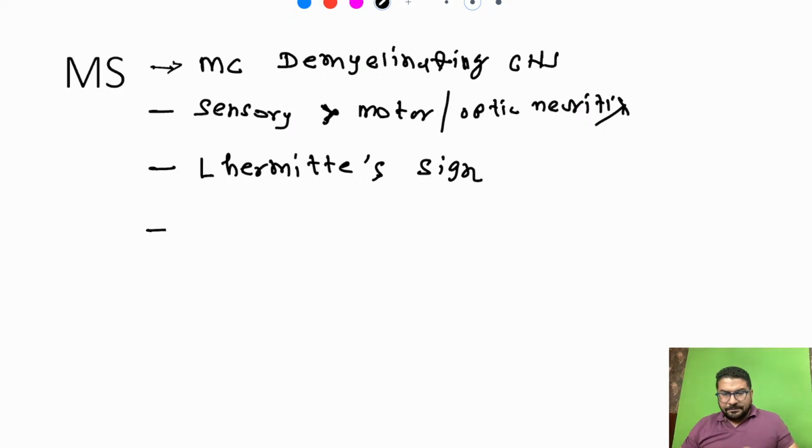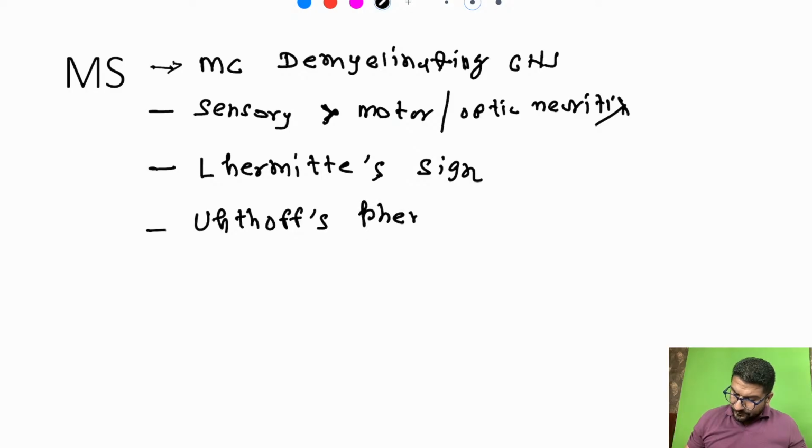Then understand this thing. When you take the patient to the kitchen or in the hot summers of India, the patient who goes into the sun or heat, his symptoms will increase. So we call this worsening of symptoms on exposure to heat Uhthoff's phenomenon. Means worsening of symptoms on exposure to heat, we call this Uhthoff's phenomenon.